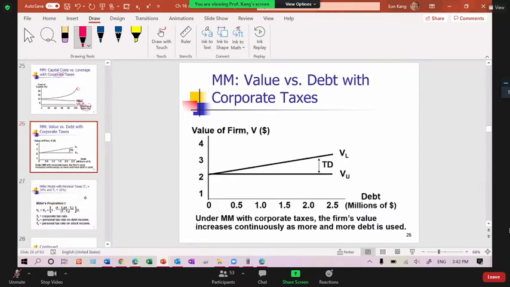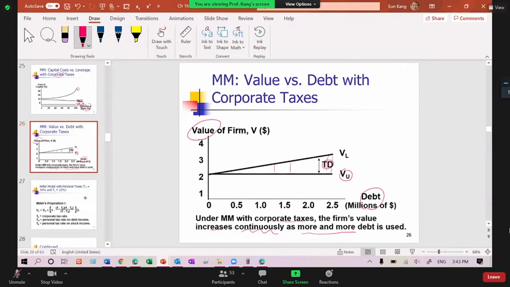Then it's like this. On the x-axis, the more debt that you have, VU stays the same, but VL goes up straight, okay? The tax shield becomes higher and higher, right? So under MM with corporate taxes, the firm's value increases continuously as more and more debt is used. So that doesn't really make sense. But as I said, the merit of this theory is that it emphasizes the tax benefit of debt.